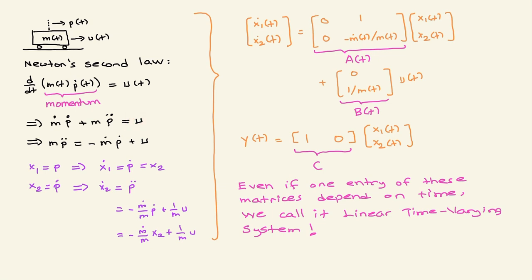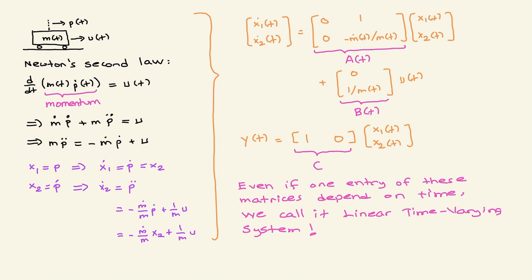So let me do some rearrangement. M p dot dot equals this equation. Now I would like to do a state space representation of these equations of motion, or dynamics, of the system. I am denoting x1 as the position of this cart, x2 as the velocity of this cart. So x1 dot equals p dot, which is x2, right? We call p dot x2, and x2 dot equals p dot dot.